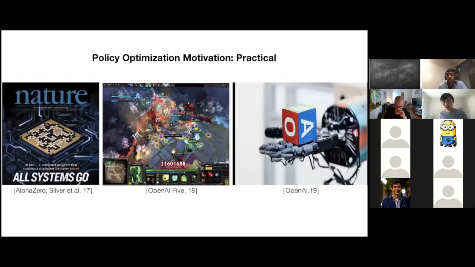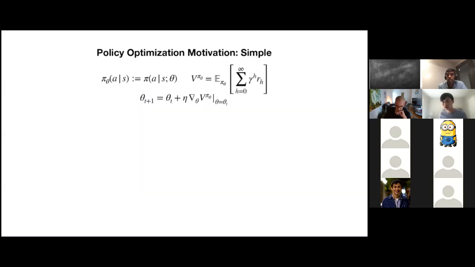Okay, so the motivation for policy gradient is that this has been widely used in practice, right? Pretty much in all these applications, we use some sort of policy optimization, policy gradient approach to optimize for the policy. And another motivation is that it's actually simple, right?